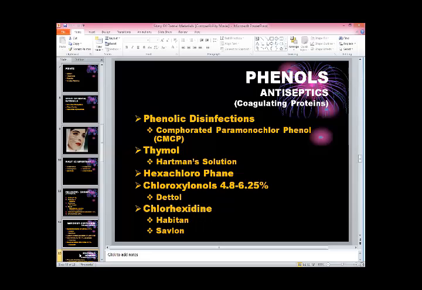I talked about halogen group. I talked about this ammonium compound. I talked about phenol group. These three groups are very, very important in these days. And I'm surprised that the doctors are not recommending the patients to use these three groups.